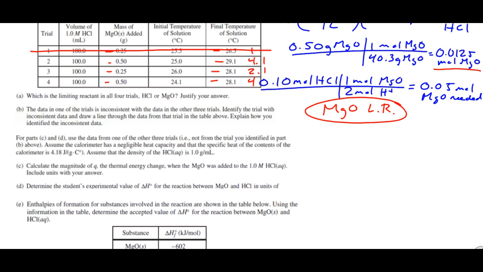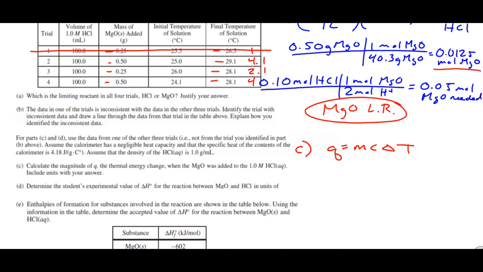C, calculate the magnitude of Q, the thermal energy change, when the MgO was added to the 1 molar HCl. Include units with your answer. So this is screaming MCAT. And we can use any trial we want.